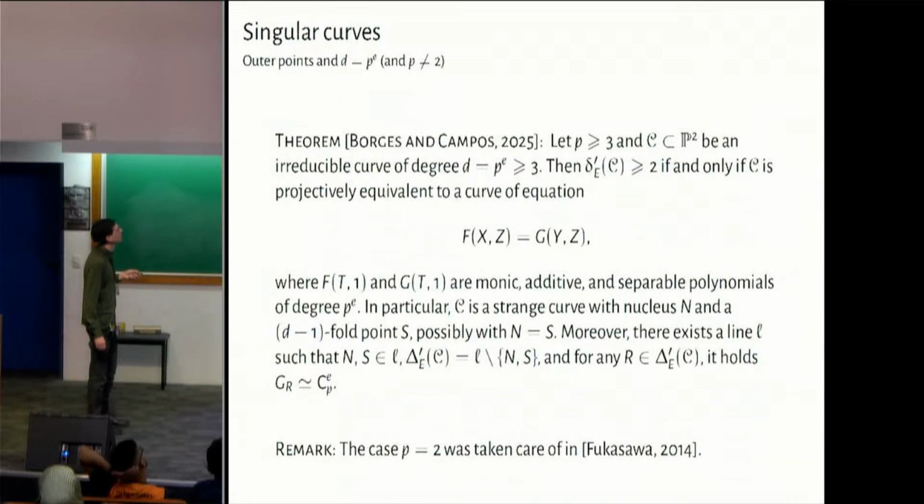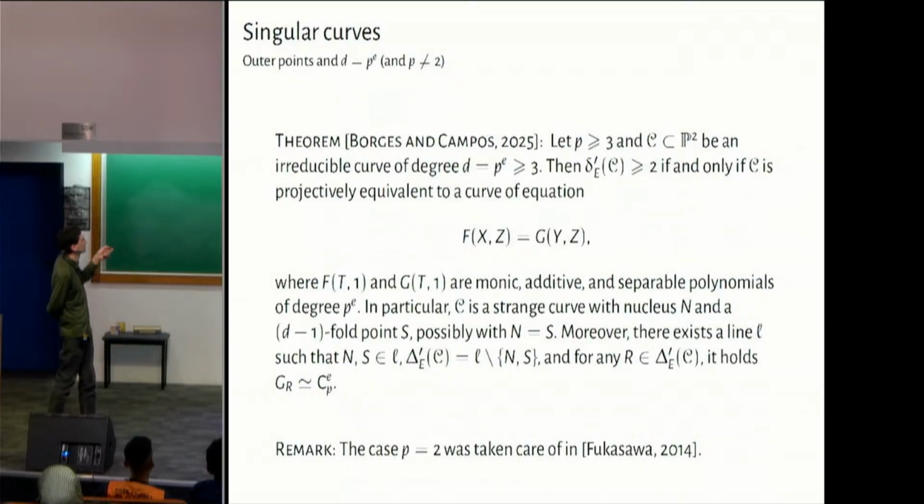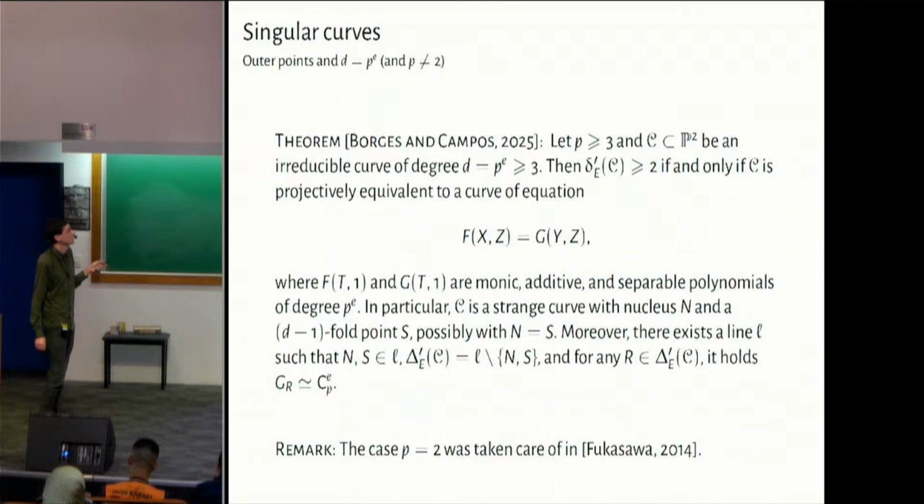So the other two results mentioned are about extendable outer points when D is 0 mod P. And in this case, if the curve has at least two, then it has infinitely many. And the equation is this one. Here I take P to be at least 3. But the case P equals 2 was taken care of by Fukasawa.